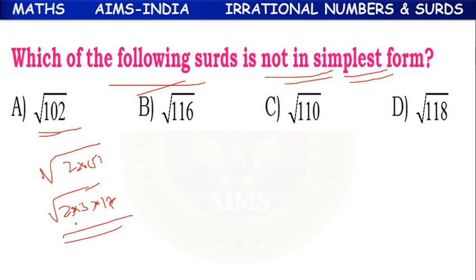So no number is having a square. All the numbers will stay inside the square root. We cannot take any number out as no factor is repeating 2 times. So it is in simplest form.